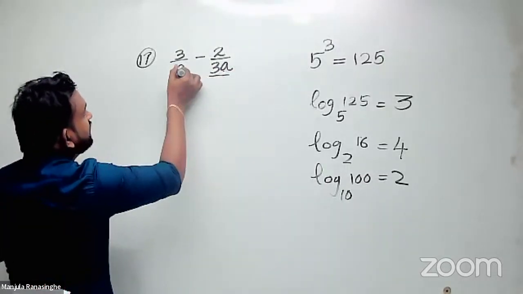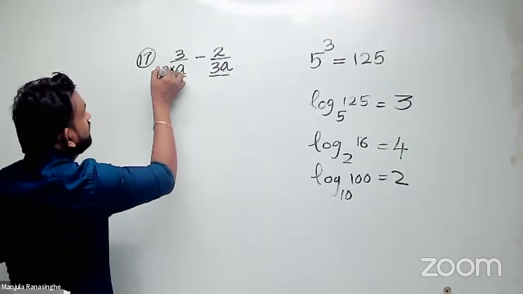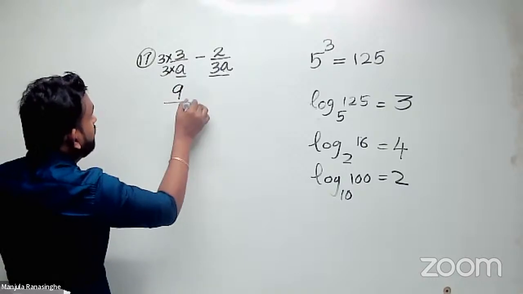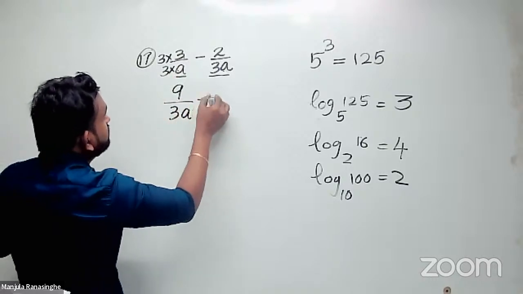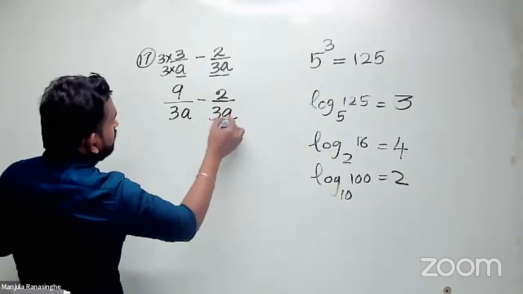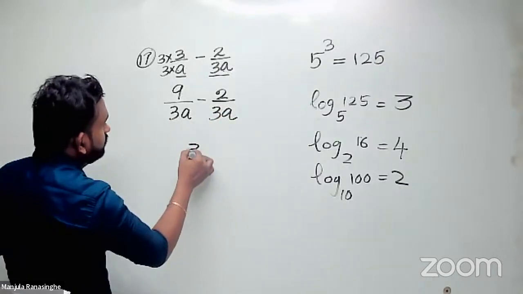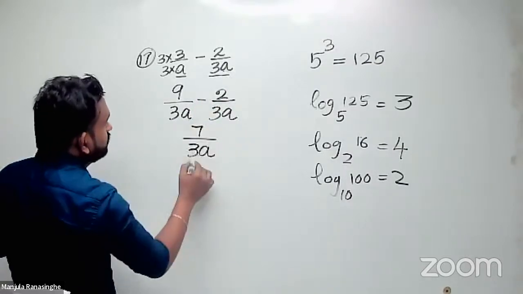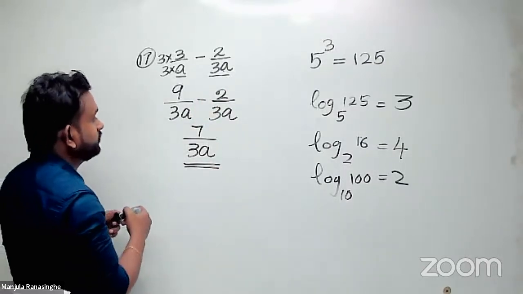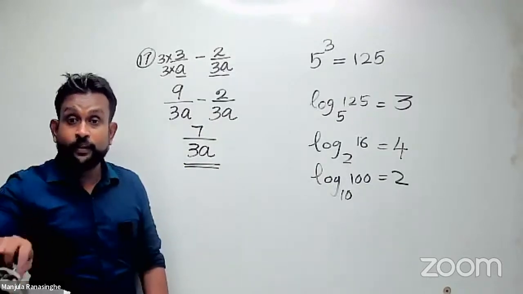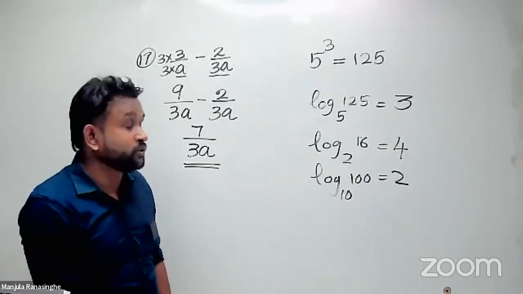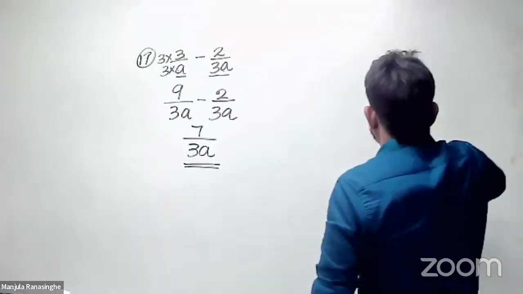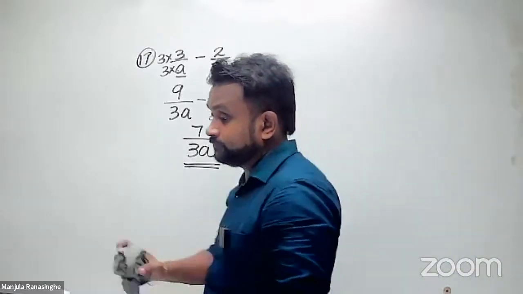Here the denominator has a 3 and there it does not, so I need to multiply by 3 on both sides. Then 3 into 3 gives 9 upon 3a, minus 2 upon 3a. Now the denominator 3a is equal, and 9 minus 2 is 7. So the answer is 7 upon 3a. In fraction subtraction, you need to make the denominators the same. That is what you need to remember.